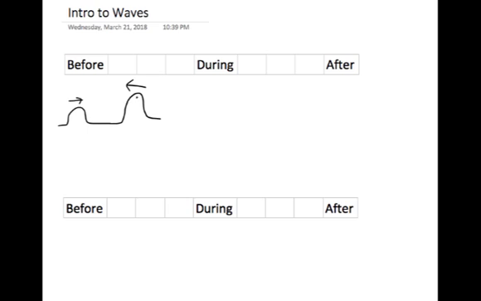However high this one was, we could say that this one was a height of x, and this one was a height of 2x. So in the middle, when they combine, they should be a height of 3x. And this type of interference is called constructive interference. Remember, construct means to build.